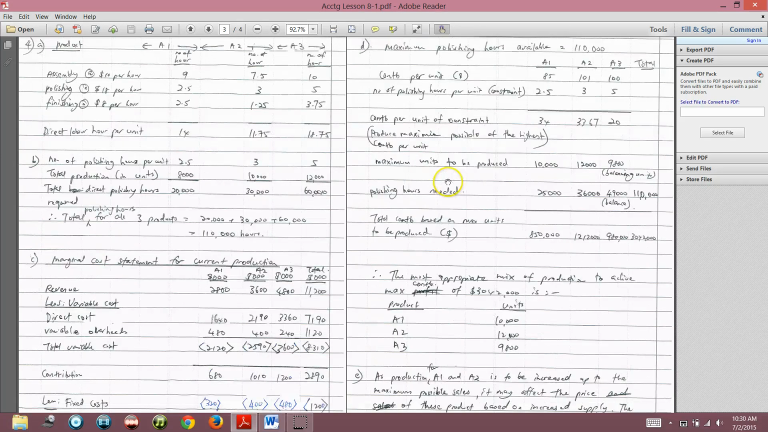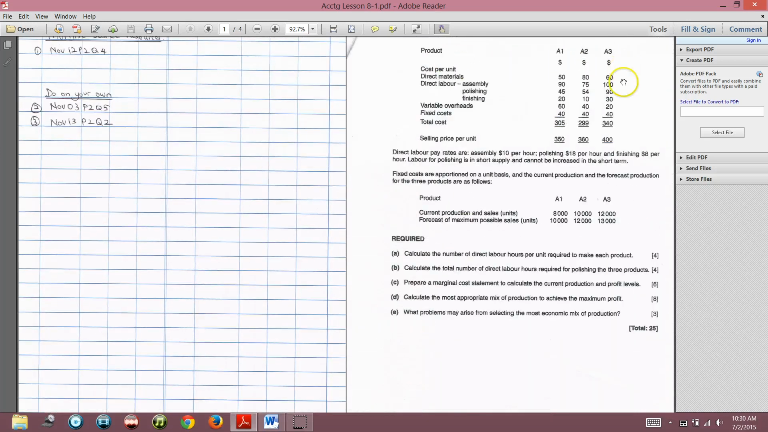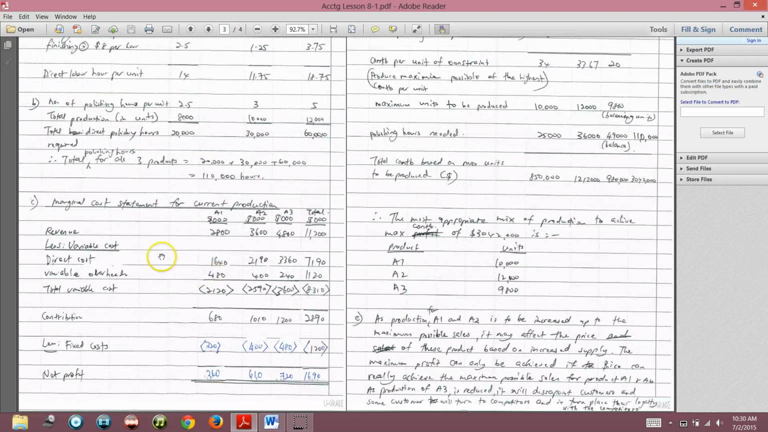You will have fixed cost 40, 40, 40. What is this fixed cost all about? It is 40 per unit. Now we have done the marginal cost statement. Fixed cost is actually an allocation to the individual product based on units. But the total fixed cost is actually 1.2 million. If you add in the figures here, the fixed cost for the whole company is 1.2 million.